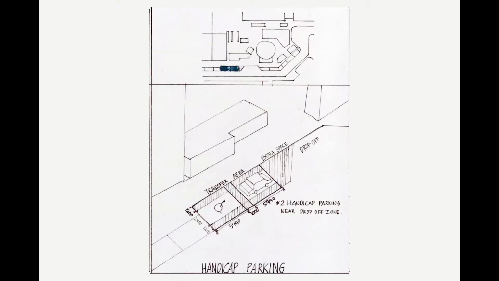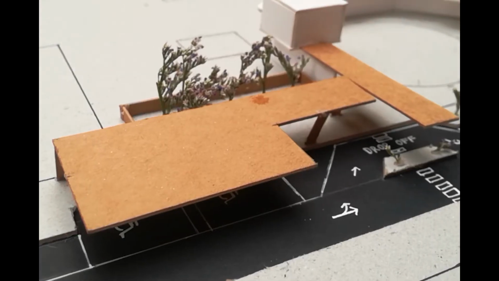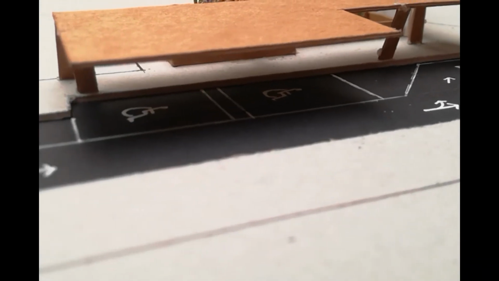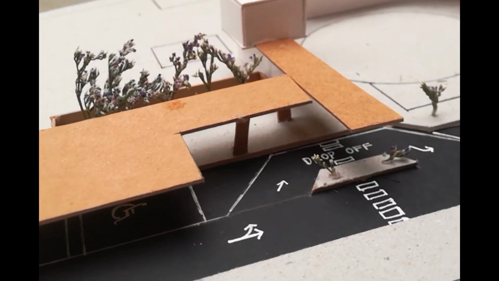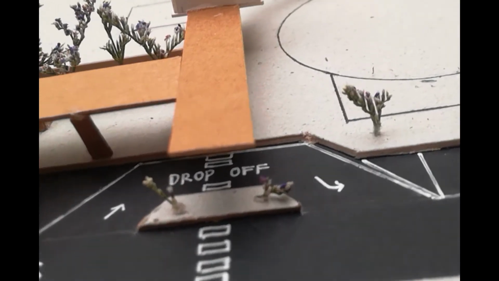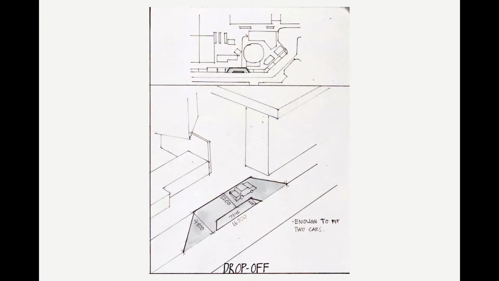Okay, the third aspect is the handicap parking. I prepared two handicap parking spaces for my building, located near the drop-off. A transfer area is provided to the handicapped people and is located beside the pathway so that they can walk onto the pathway straight away. And beside the handicap parking, we have the drop-off zone. I designed the drop-off zone to fit 2 cars at a time.